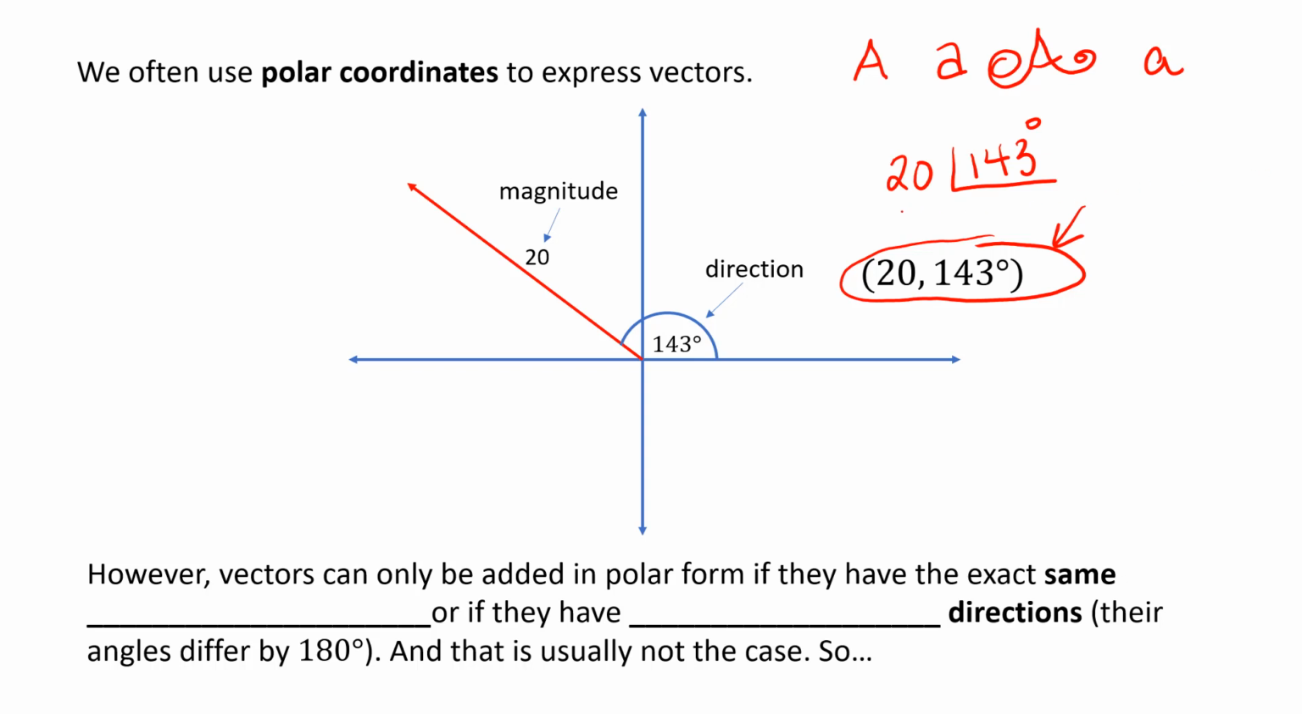So even though you have to know that this is how your book expresses it, and that when you're looking at your answer key, that's what it's going to look like, you need to also know that I'm going to be writing it like this. You can write it like this if you want to. It's just a different notation. It means the same thing.